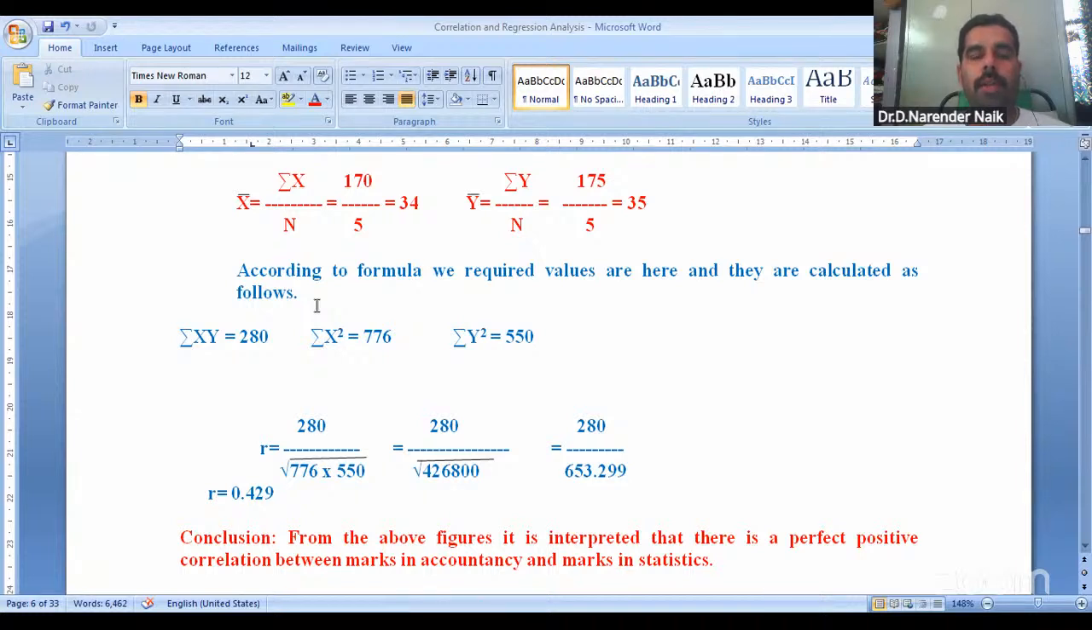After getting this value, simply write a conclusion: from the above figures, it is interpreted that there is a positive correlation between marks in accountancy and marks in statistics.